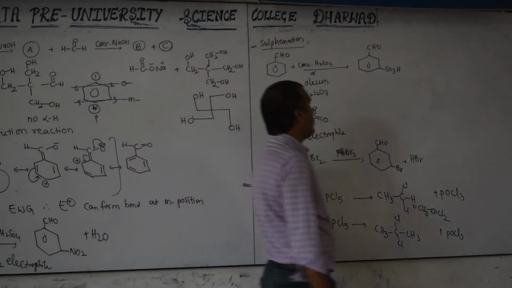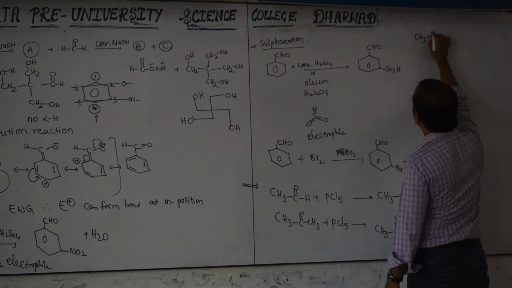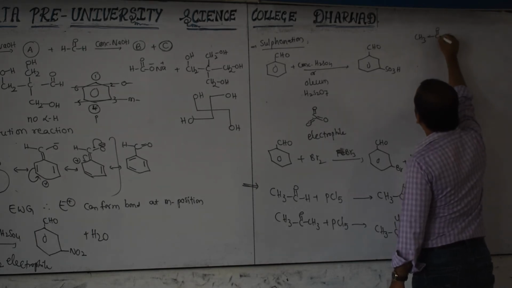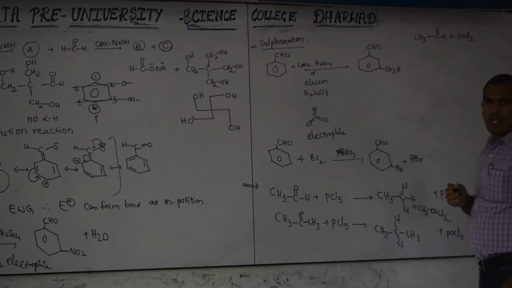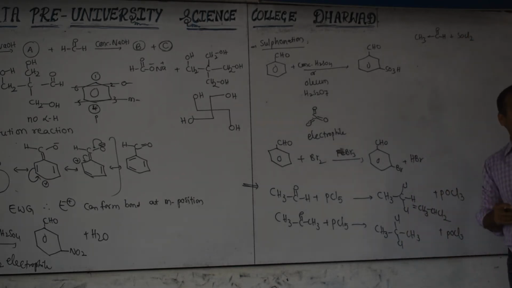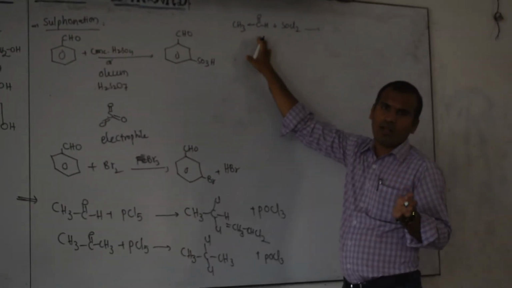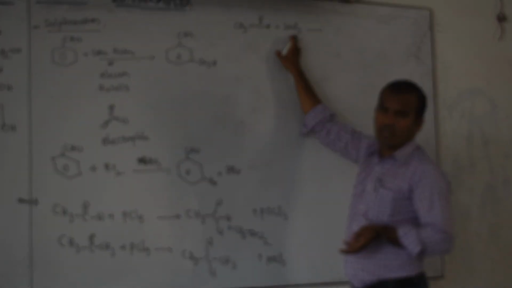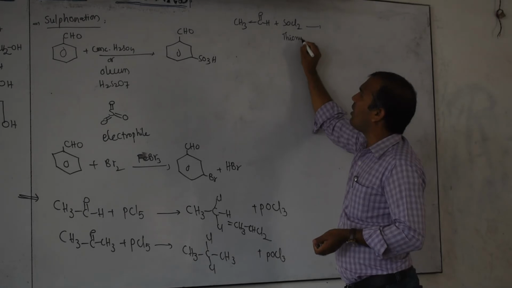Next, another: CH3 C double bond O H reacting with SOCl2. This is called the thionyl chloride reaction. You studied this in the haloalkane chapter as Darzens' reaction, a very important reaction, but that is with alcohol. Here an aldehyde is there. Okay, Darzens' reaction, you know that alcohol reacts with thionyl chloride. This is called thionyl chloride.